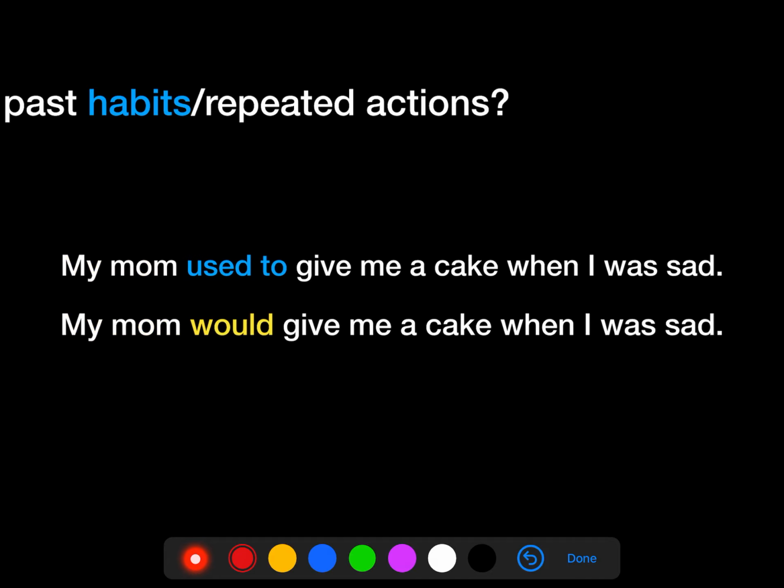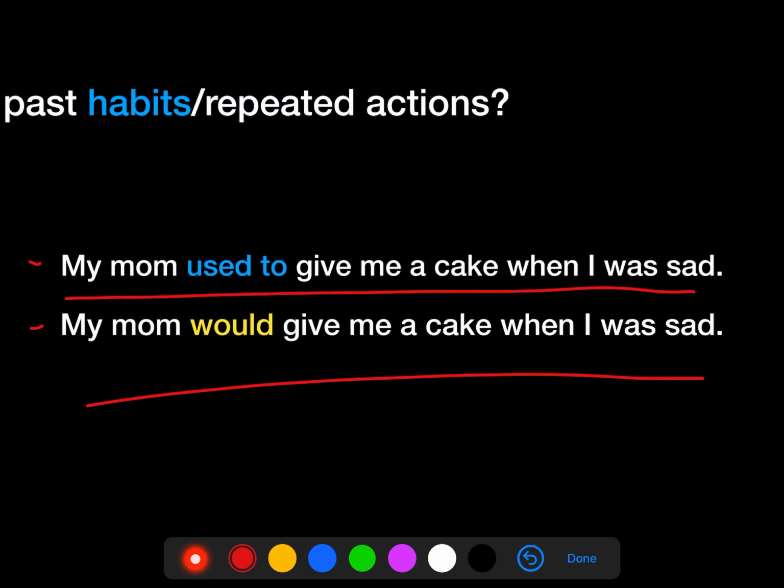Okay. What about the next example? Same thing. My mom used to give me a cake when I was sad. My mom would give me a cake when I was sad. So they're still in the past. And we can use used to and would.